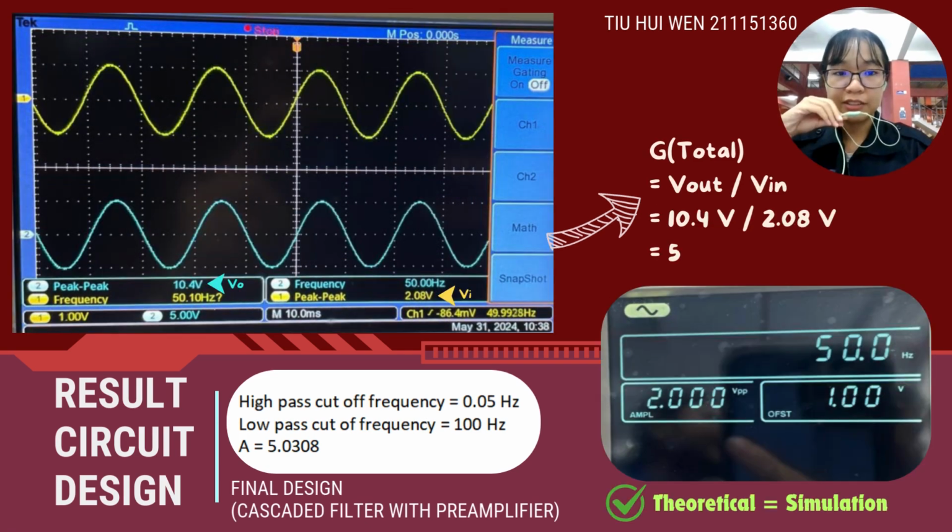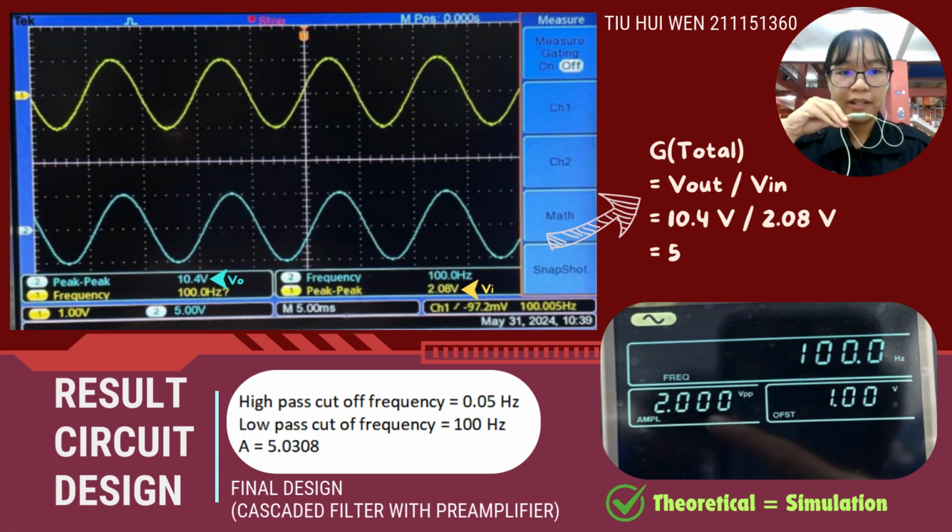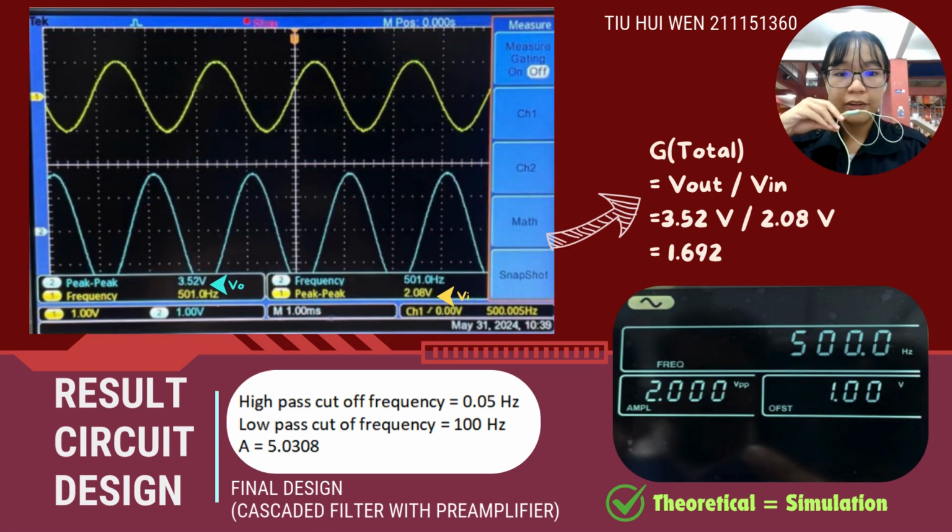Based on the simulation result, the output voltage is amplified with a gain of 5 when the frequency is 50 Hz. When the frequency is increased to 100 Hz, the gain remains stable at 5. However, when the frequency is further increased, the gain drops significantly. For example, when the frequency is increased to 500 Hz, the gain is only 1.692. This shows that the practical cascaded circuits successfully obey all the theoretical requirements.